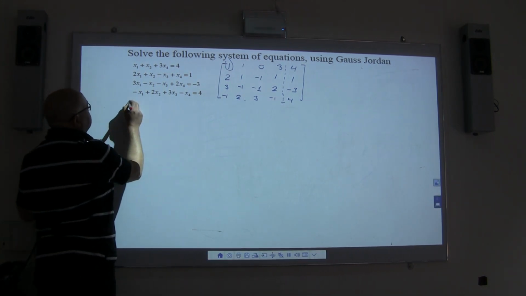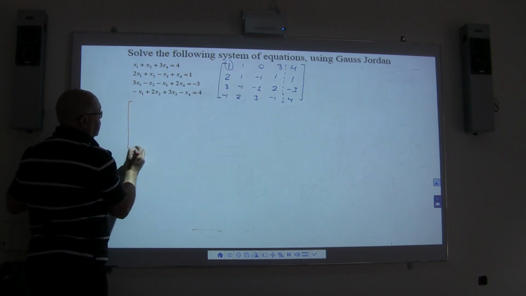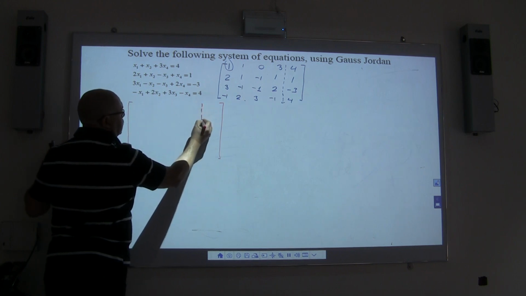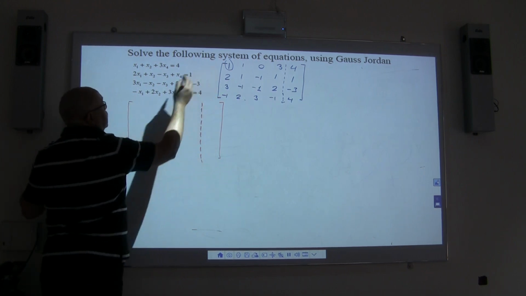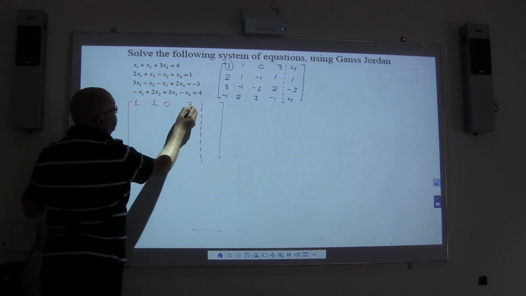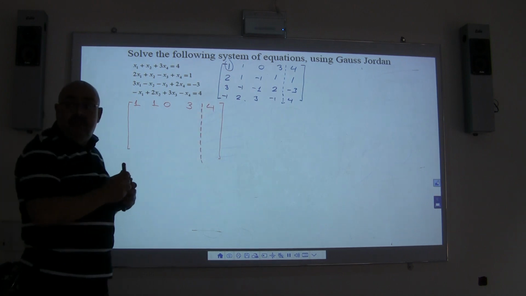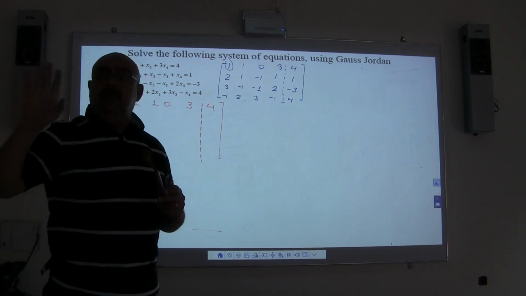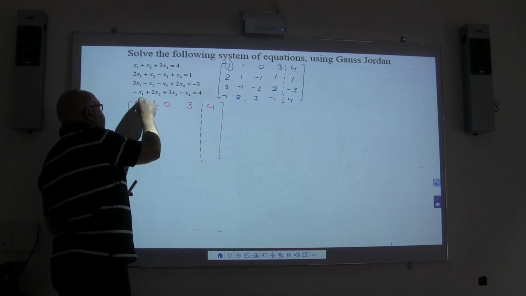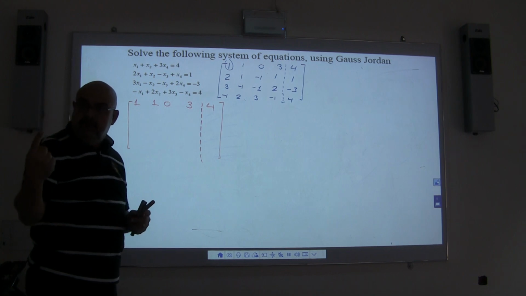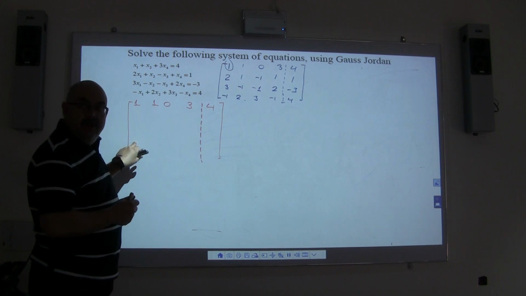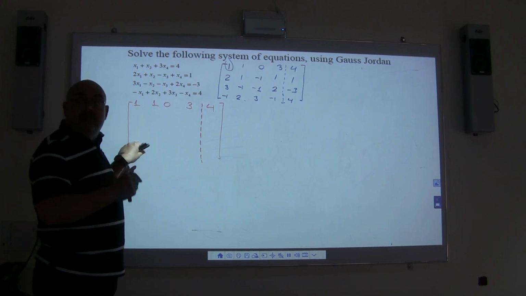It's going to be 1, 1, 0, 3, and 4. The first row, I'm not going to do anything on it. I will leave it as it is. Why? Because the value of the element 1,1 is equal to positive 1. But I need to have the rest of the numbers in the first column equal to zeros.